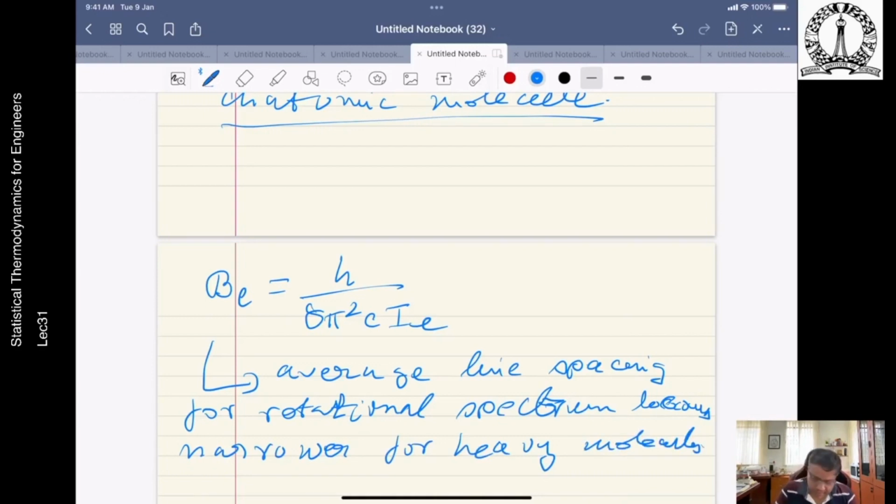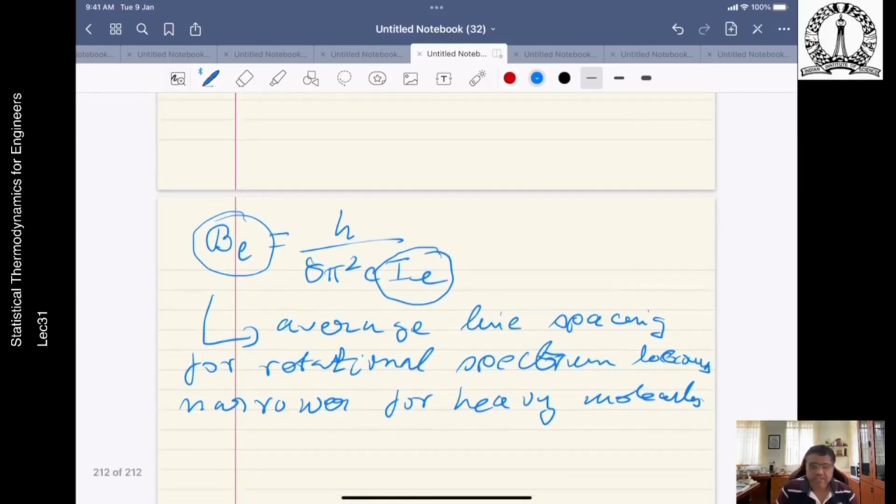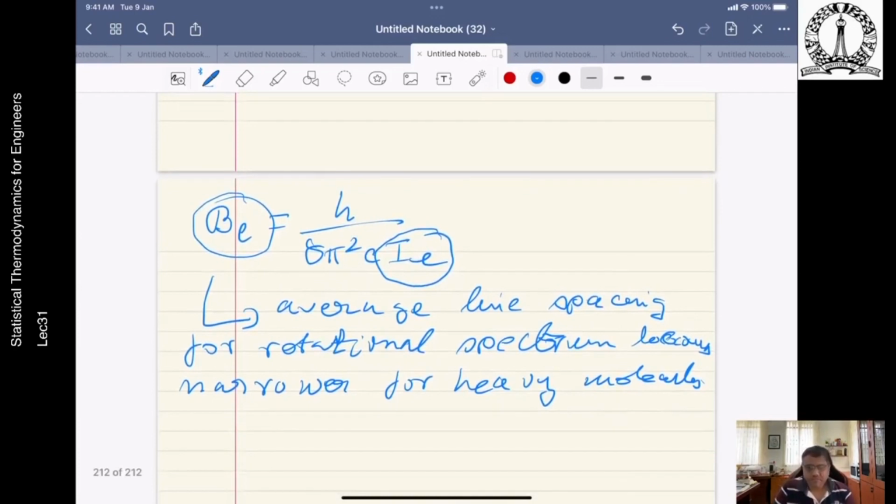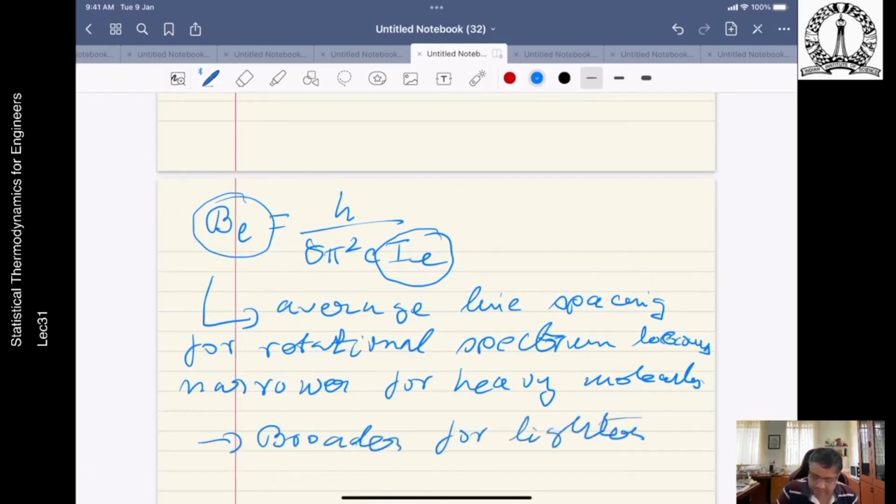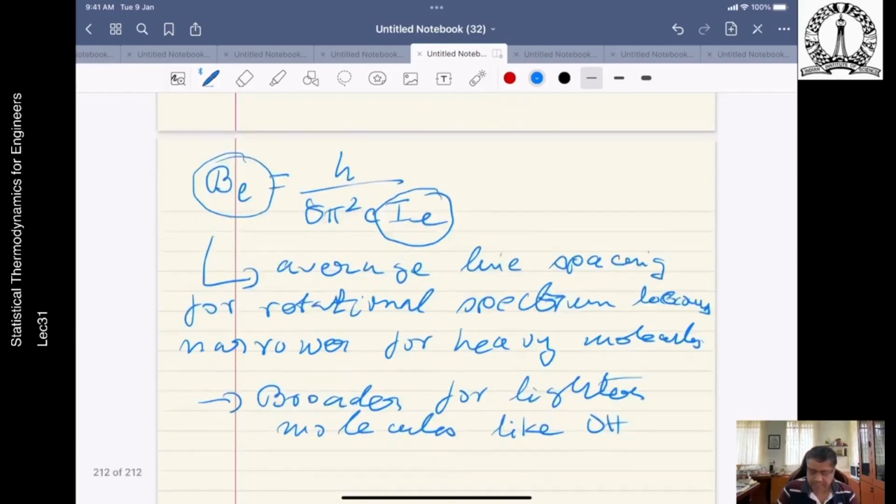IE becomes large because mu becomes large. As IE becomes large, B becomes small. So delta B becomes smaller, so the line spacing becomes narrower. As the line spacing becomes narrower for heavier molecules, the lines are more congested, and it is broader for lighter molecules, like OH, for example. OH is a lighter molecule.